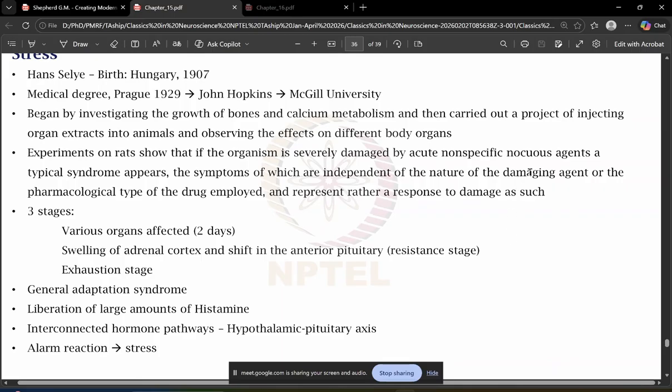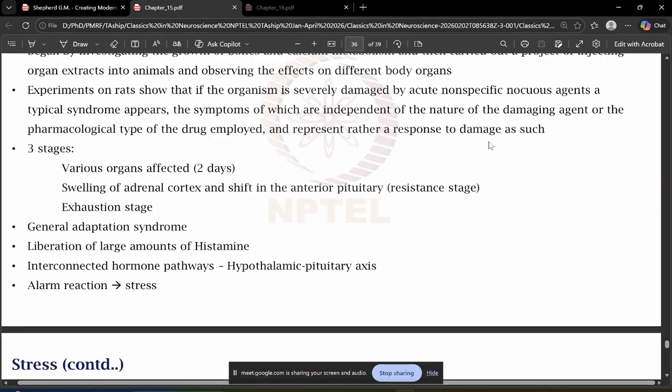It did not depend upon the nature of the damaging agent, whether it was a drug, some kind of physical damage to the body, or the injection of some extract. The nature of the damaging agent or the pharmacological type of the drug did not matter. Rather, it was a general response, which he believed was adaptive in nature, to damage itself. So he called it the general adaptation syndrome.